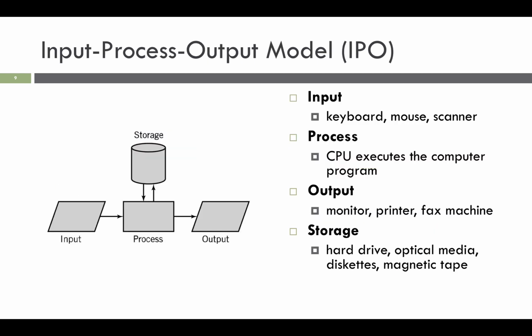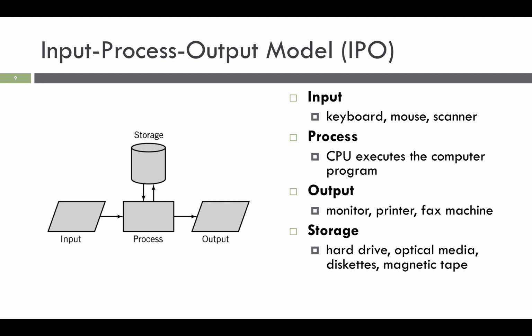Now, this model is known as the input-process-output model. This model is composed of 4 components or actions, which are input, process, output, and storage mechanisms. Firstly, a system needs information or command. Examples of input devices are keyboards and microphones.